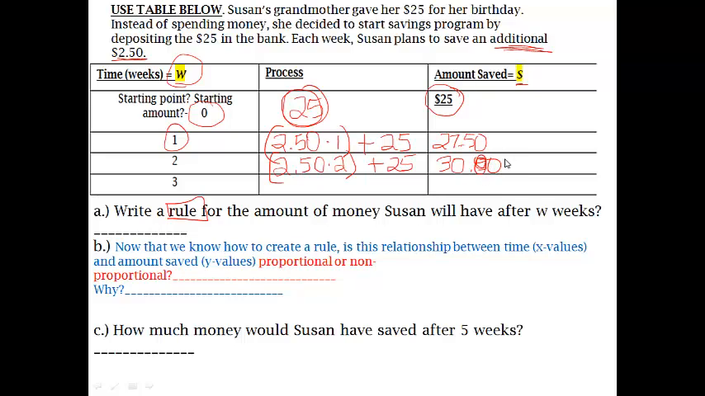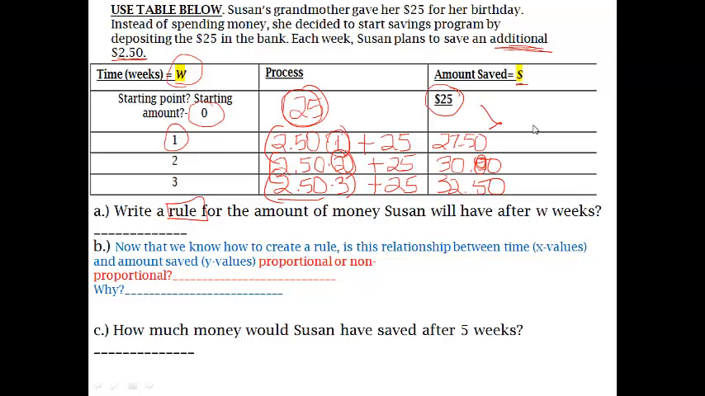Oops, I don't know why I put a 5 there. What about week 3? Well, I see a pattern here. We multiply $2.50, which is how much we're adding each week, by how many weeks. So $2.50 times 3 plus $25 would get me $32.50. Can someone look over here at amount saved and tell me if you see a pattern, what happens from $25 to $27.50 to $30 to $32.50?